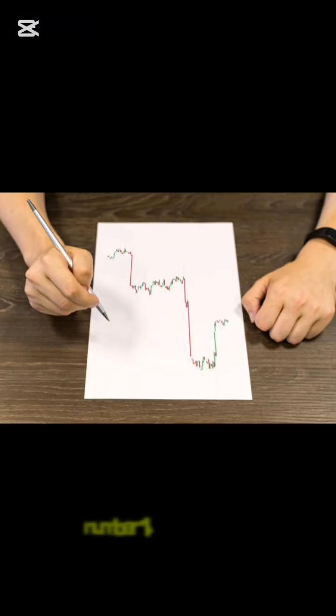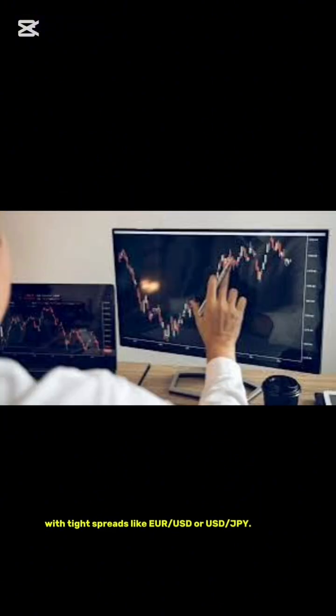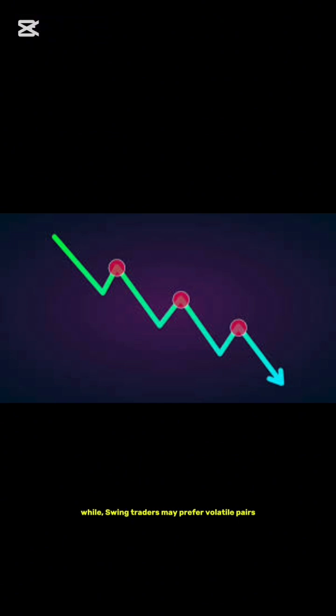So how do you choose a currency pair? Number 1. Trading style. Scalpers and day traders prefer liquid pairs with tight spreads like Euro to US dollar or US dollar to Japanese yen, while swing traders may prefer volatile pairs like pound sterling to Japanese yen for wider price swings. Then, position traders might focus on macroeconomic fundamentals and pick pairs influenced by interest rate trends.